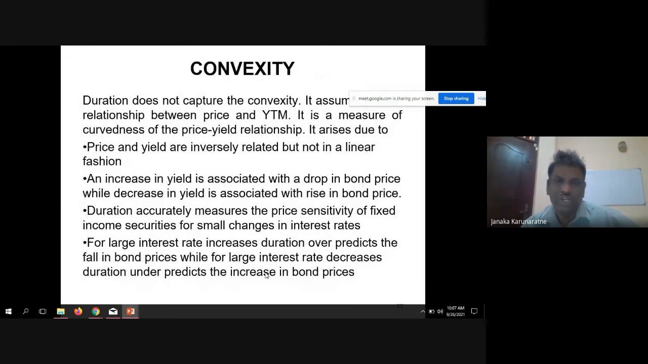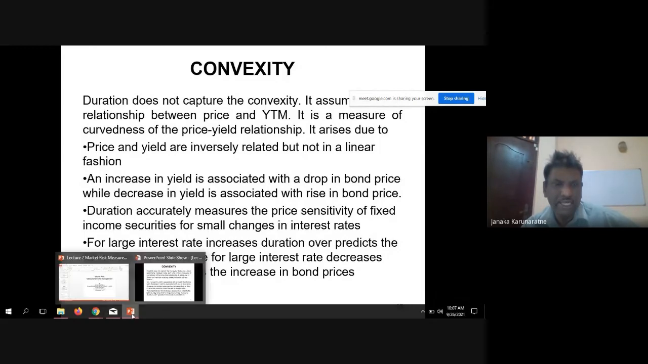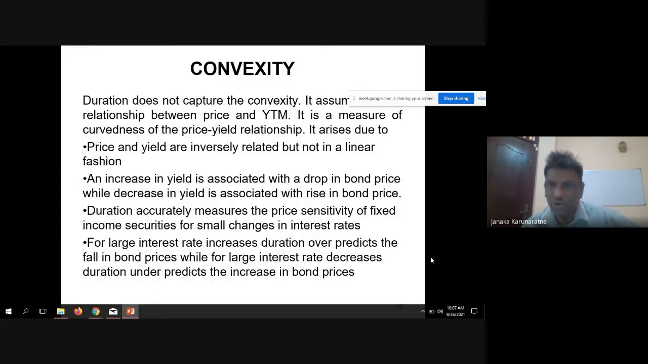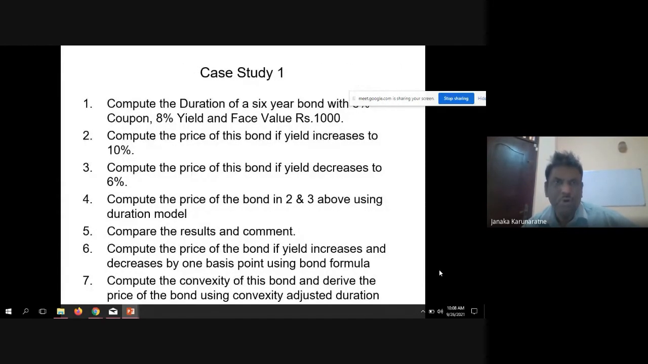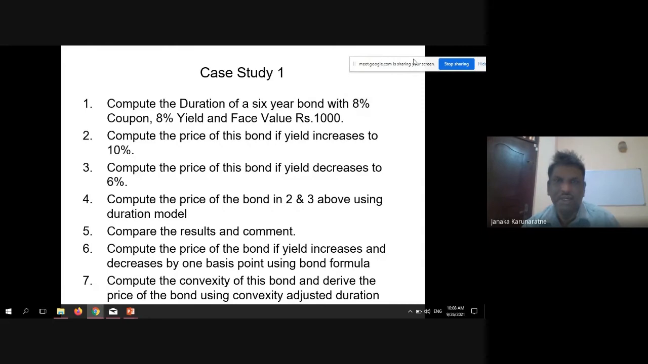Okay. Any more questions? Okay, before we move on to convexity, can we move on to a question? Small working. Okay, let's work out something. Now you know the formulas, everything. Can we look at this one? I think it is in your slide, case study 1. Can you compute the duration of a 6-year bond with 8% coupon, 8% yield, and face value 1000?